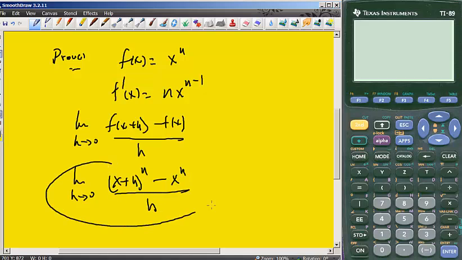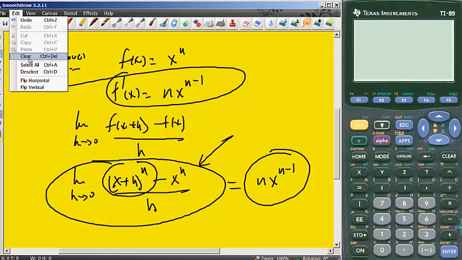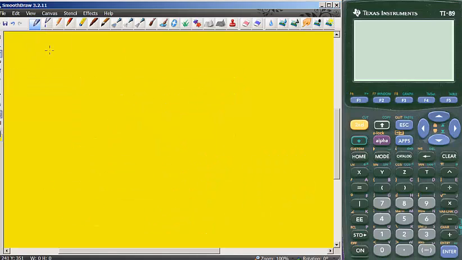And when you take this limit, you will have to expand this binomial, and this will simplify to n times x to the n minus 1. And this is a theorem for the derivative. And that's why we have to learn that today. Okay, having said that, we're not going to prove a derivative today. We're just going to expand binomials. So let's go, x plus y to the 10th power.